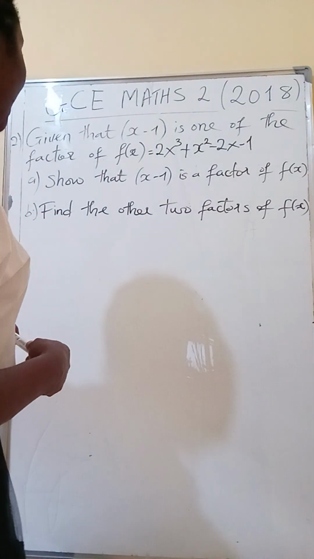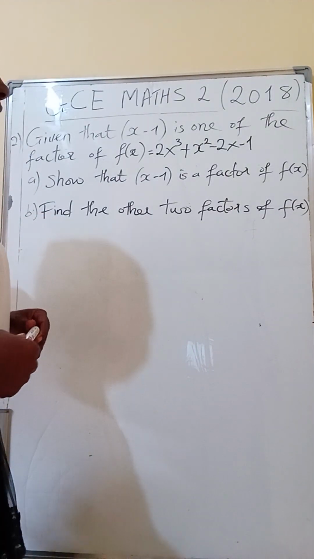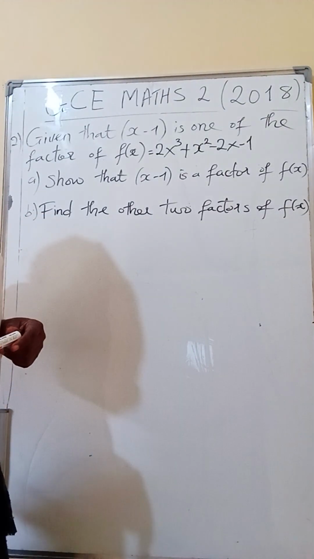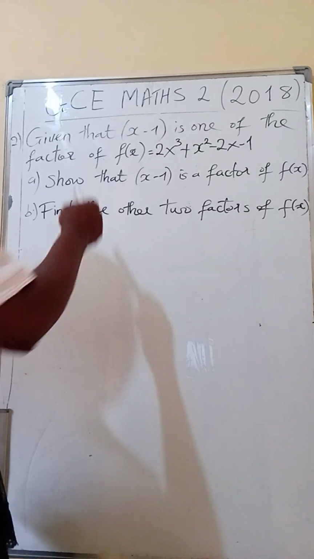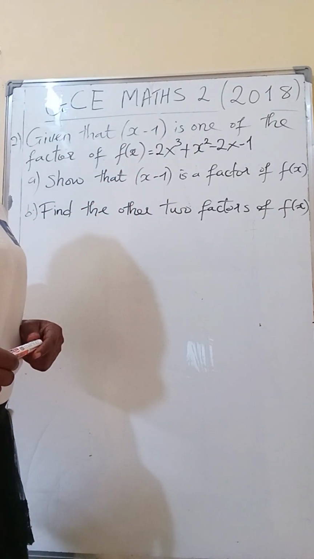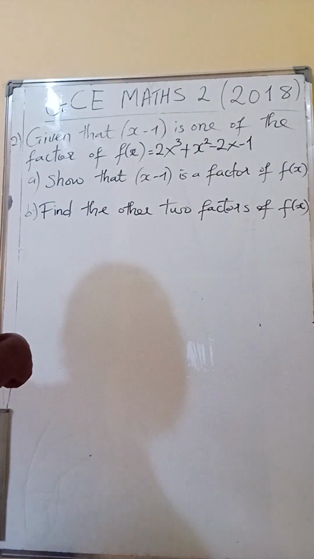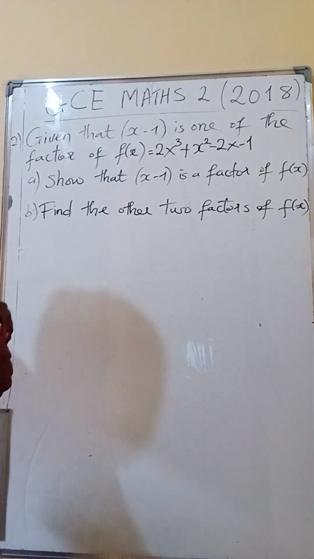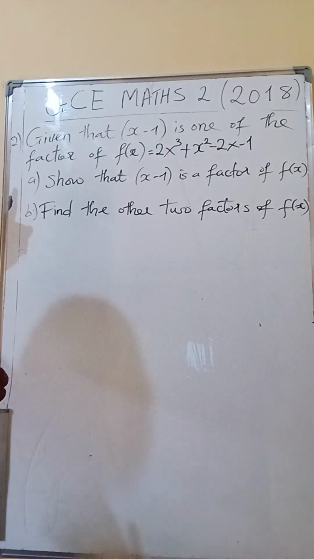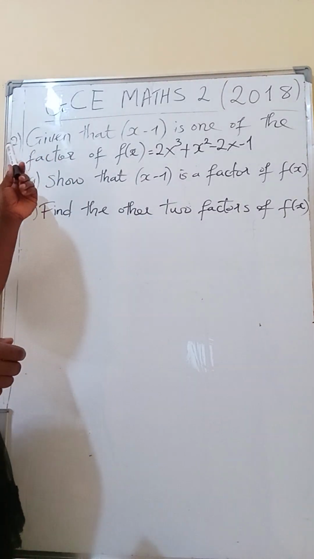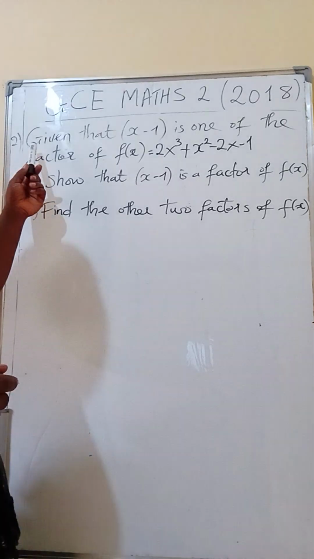Okay, today we are continuing with our questions on mathematics paper 2. Okay, GCE Math paper 2 2018. So last class we did section A question 1. Today we are doing section A question 2. In question 2, the question goes like this.